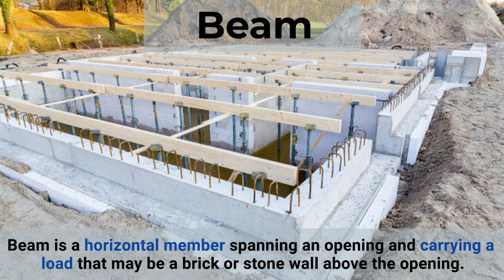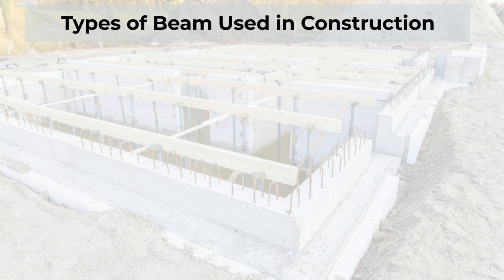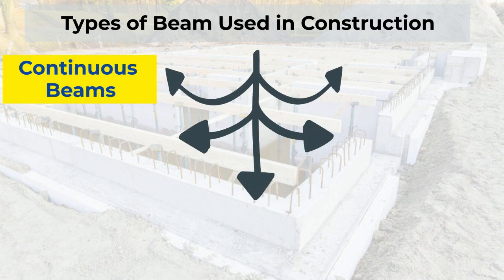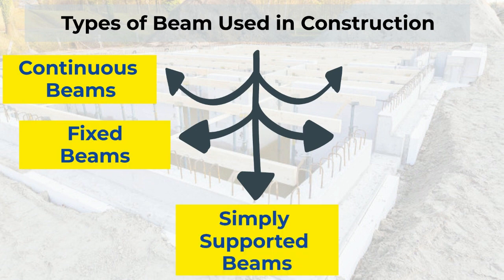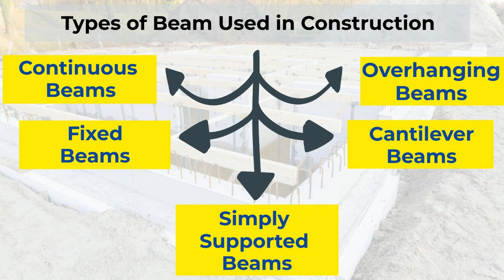Beam is a horizontal member spanning an opening and carrying a load that may be a brick or stone wall above the opening. Types of beam used in construction. Continuous beams, fixed beams, simply supported beams, cantilever beams, overhanging beams.